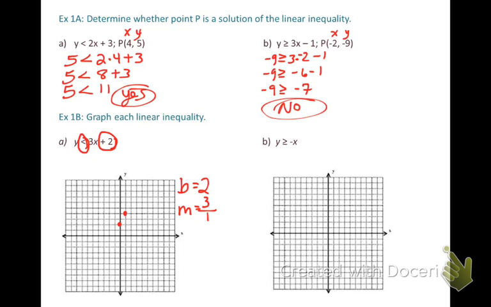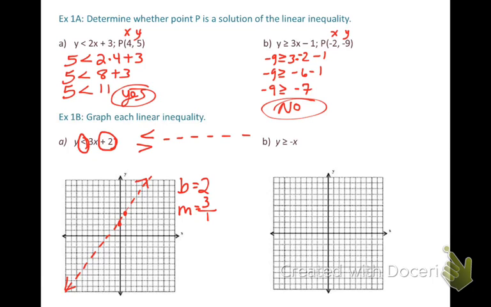Now, if you have a less than or greater than sign, you're going to have a dashed line this time. Dashed line for the whole thing. I like a straight edge again, especially later on when we have to do 2 of these. Dashed line. Okay, that's the first part of it.